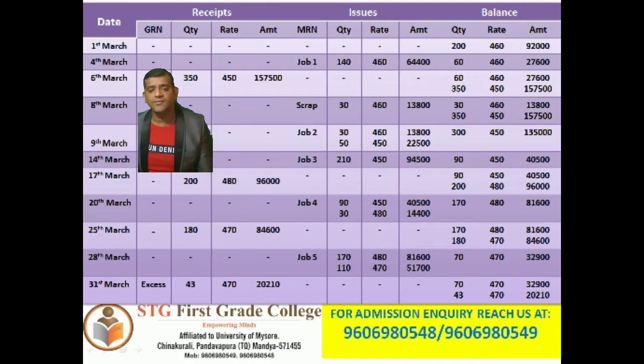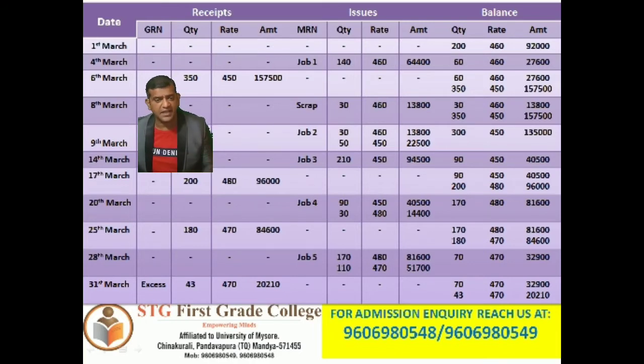So issues column, MRN nil, quantity nil, rate nil, amount also nil. So under balance, 90 tons at 450, which was the same balance as on 14th March. So I am copying it, 40,500. And 17th March balance, that is 200 tons at the rate of 480 rupees. So that comes to 96,000 rupees. Now I am moving on to the 20th March. So on 20th March again there is an issue. So receipts column will be nil.